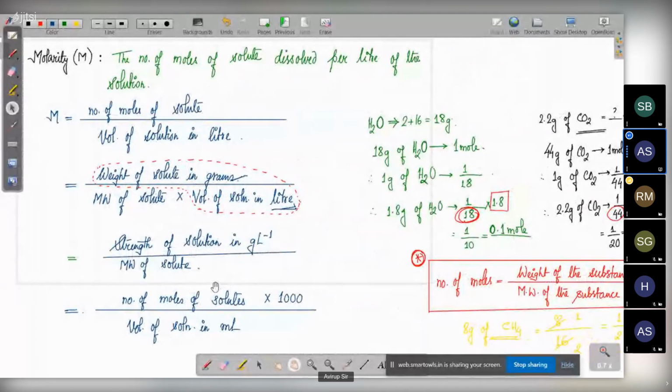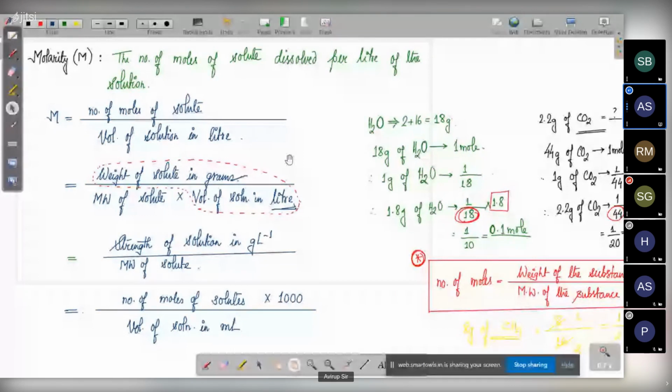Okay. Are the formulas clear to everyone? The basic formula is the first one: number of moles divided by volume of solution in liter. These are all derived from the first formula itself. So are the formulas clear to everyone? Yes, sir. Okay, it is clear then. What about the others? To the older students who have already done the chapter, do you remember these things or did you forget them?